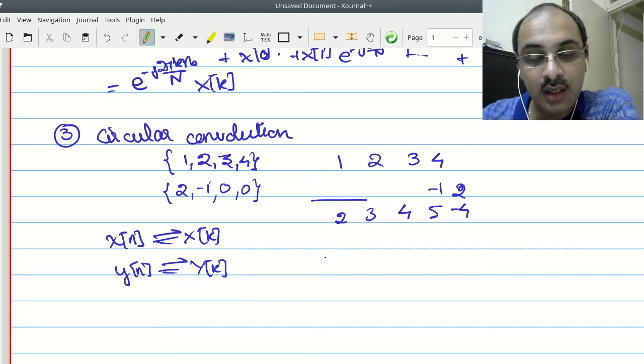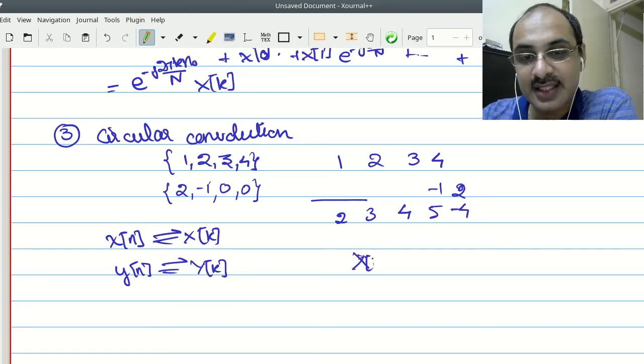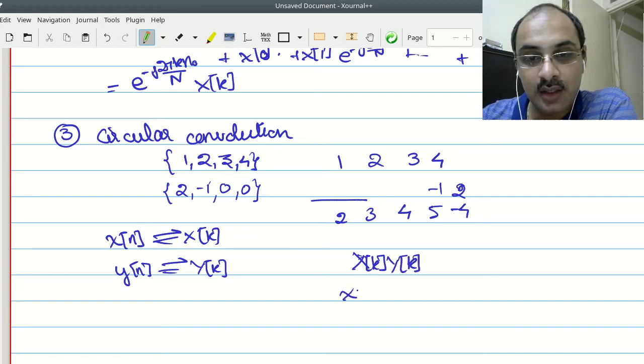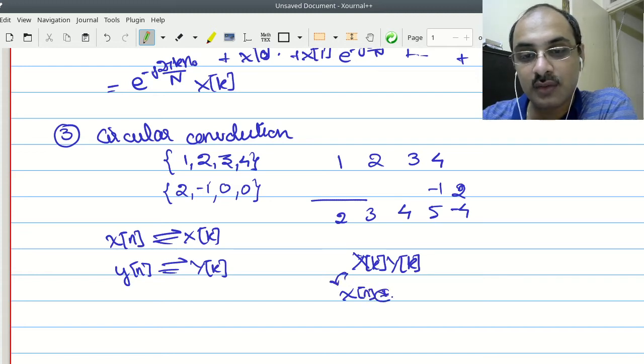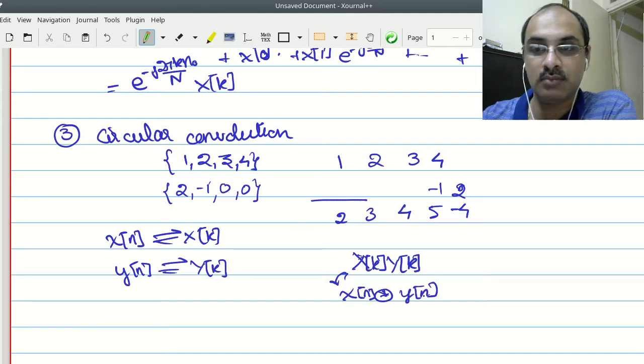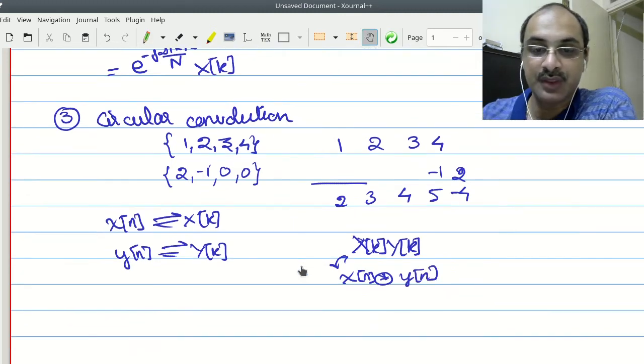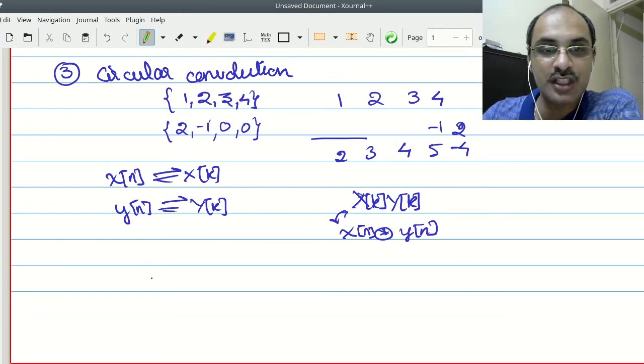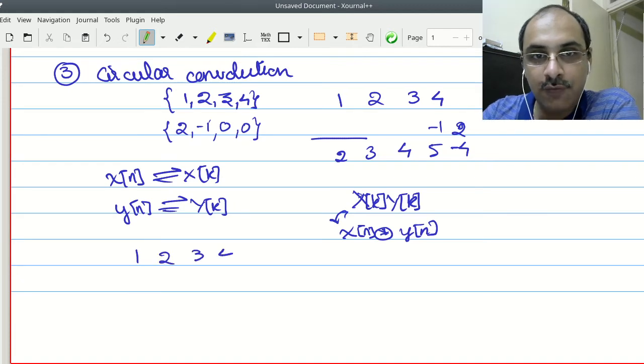So if you now look at the inverse DTFT of X[k] multiplied by Y[k], this is going to be x[n] circularly convolved with y[n]. Okay. What does this mean? This means that instead of performing the convolution in the traditional manner, I am going to write 1 2 3 4, and then I am going to write the periodic extension also. So 4 3 2 1 1 2 3 4.